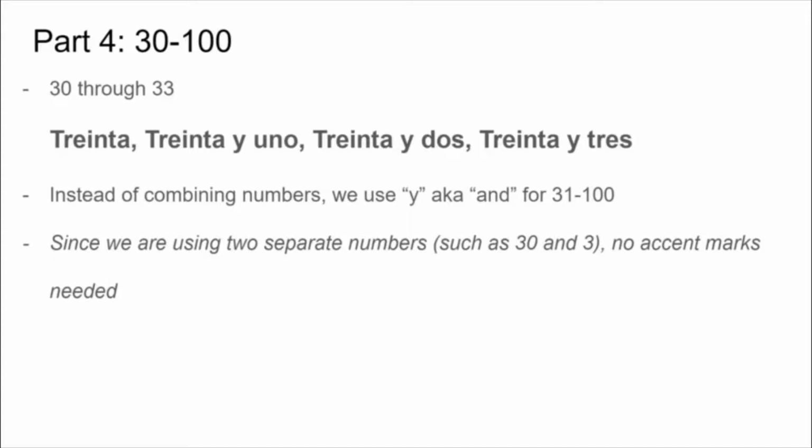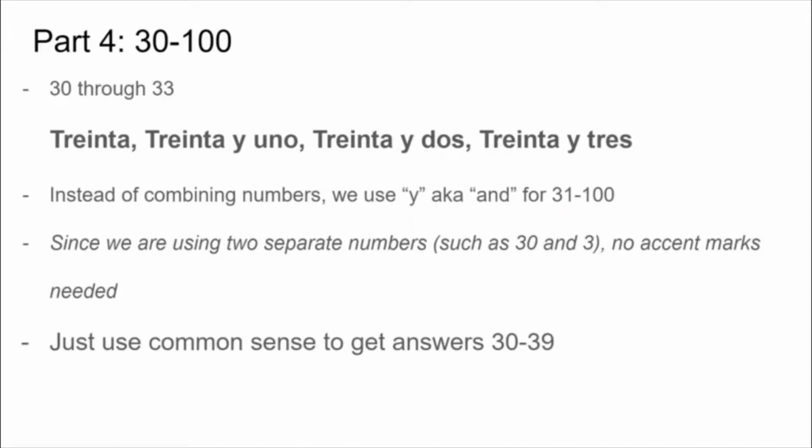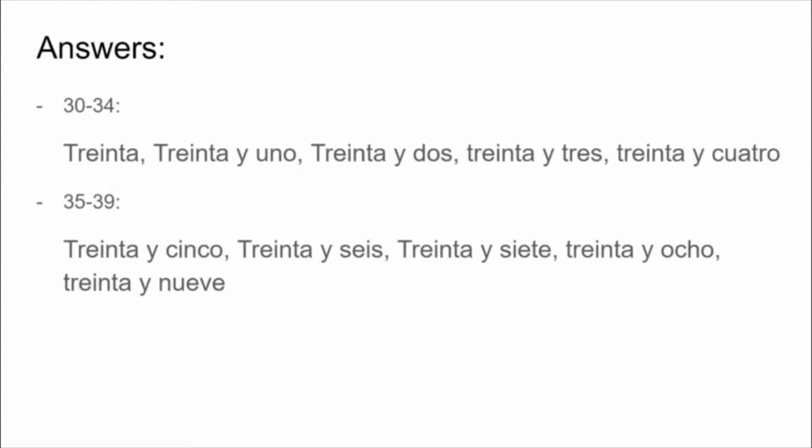Keep that in mind. Alright, please write 31 through 39 on your paper. Just use common sense to get them, alright? Alright, you all good? You can double check your answers here.